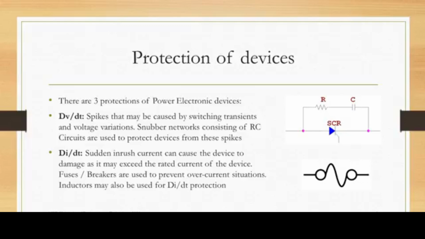The second most important protection is against di/dt. The power converters may develop short circuits or faults, and the resultant fault currents must be cleared quickly. Fast-acting fuses are normally used to protect the semiconductor devices. As the fault current increases, the fuse opens and clears the fault current in a very few milliseconds.